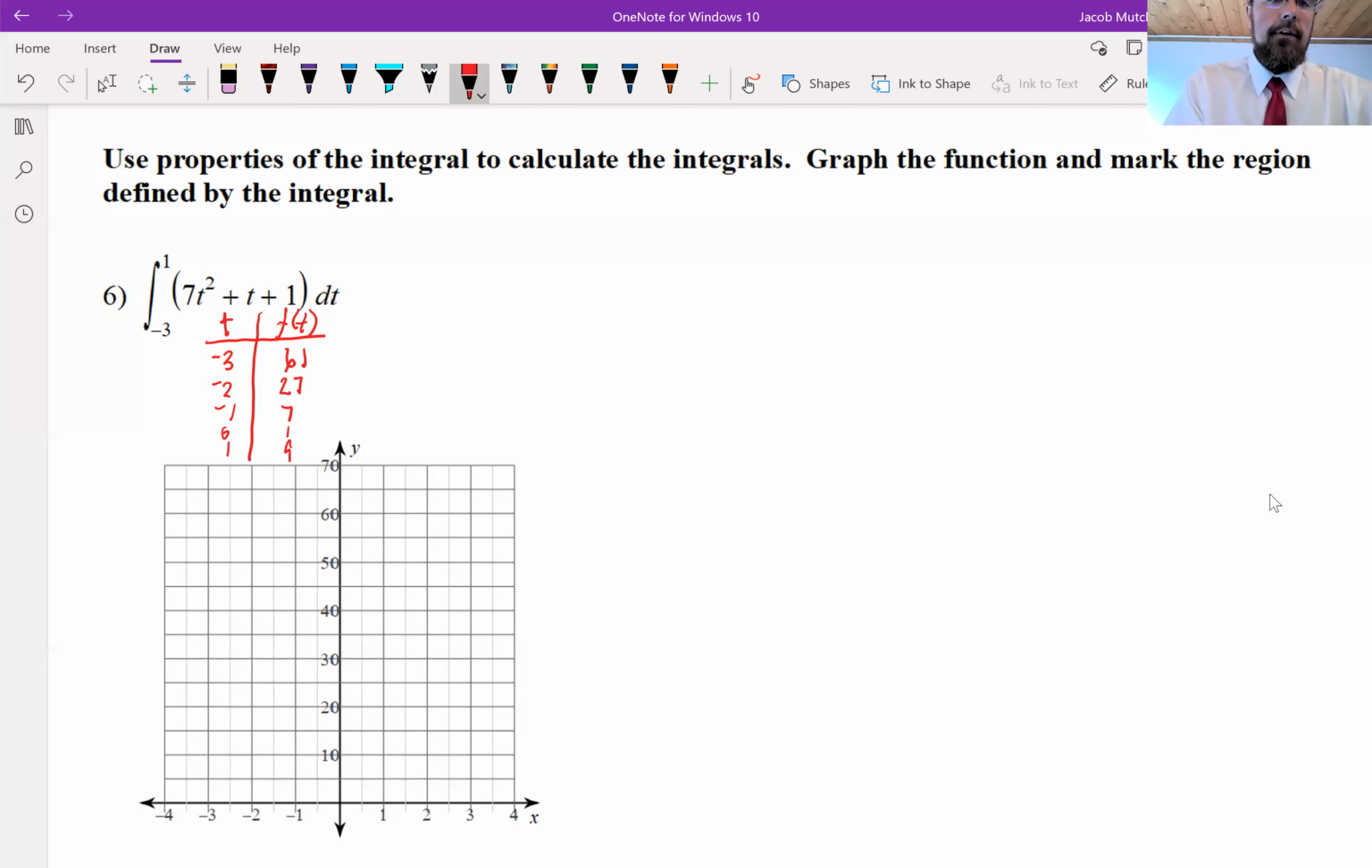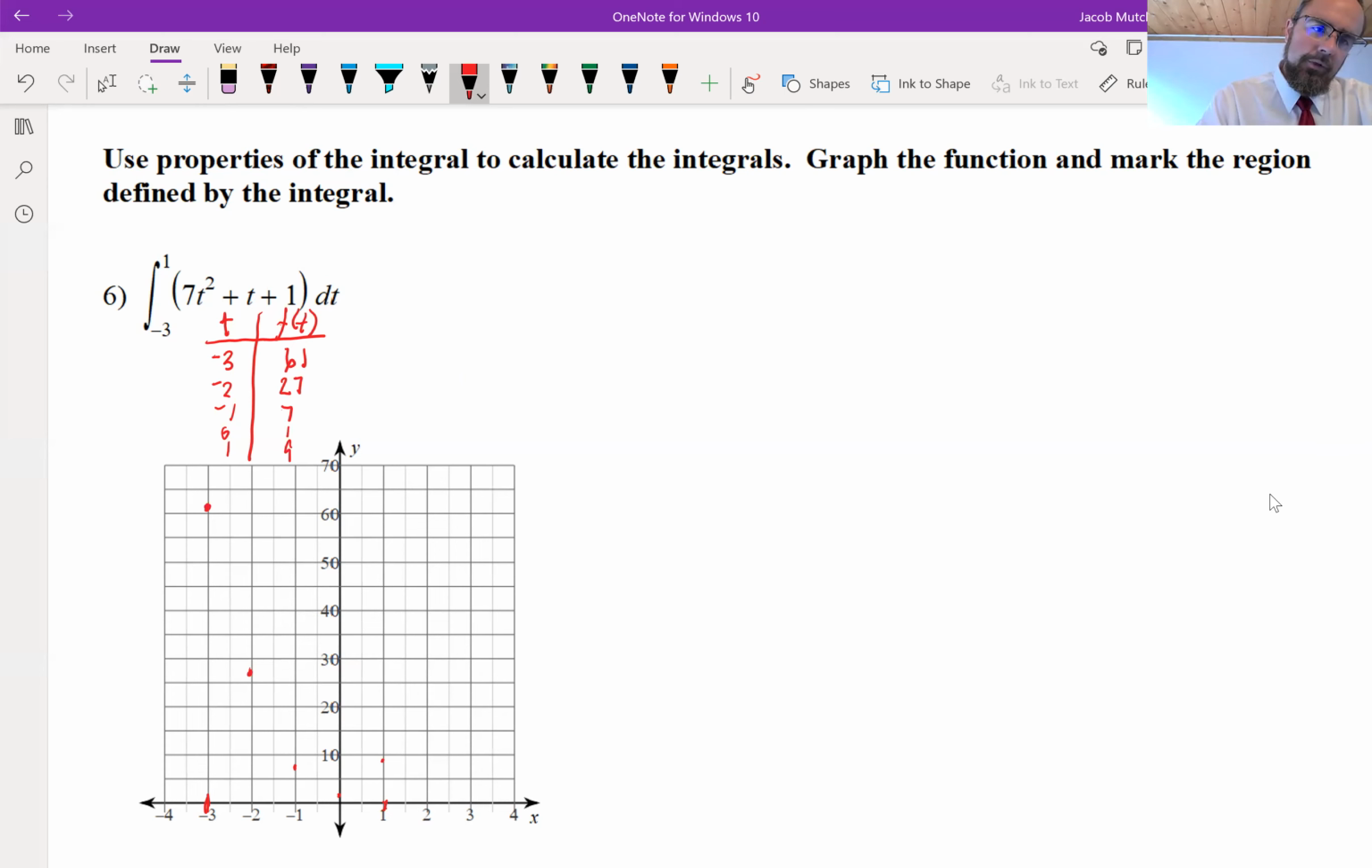So let's graph this function, again, from -3 to 1. At -3, we have a value at about 61. Got to estimate there on the graph. -2 is at 27. -1 is at 7. 0 is at 1. So that almost hits the x-axis, not quite though. And then at 1, it's at 9.